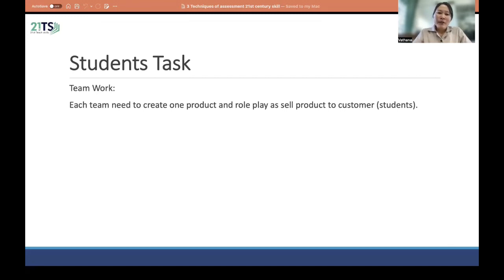So for the student test in this unit, we require the students to form teams, and each team needs to create one product and role play it as a product pitch to the customer. You can see more about your assignment and the task in the document quiz and assignment, or the work in the folder.